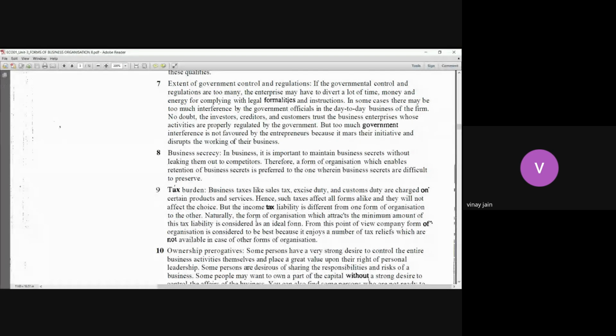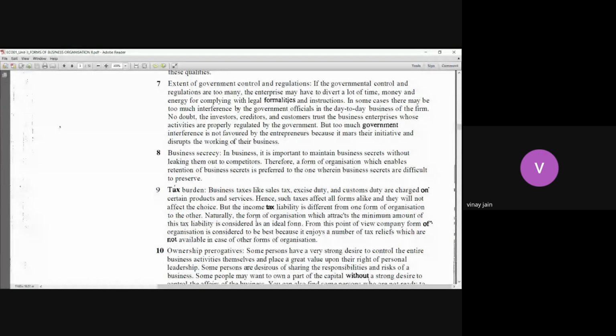No doubt, the investors, creditors, and customers trust the business enterprises whose activities are properly regulated by the government. But too much government interference is not favored by the entrepreneurs because it mars their initiative and disrupts the working of their business.